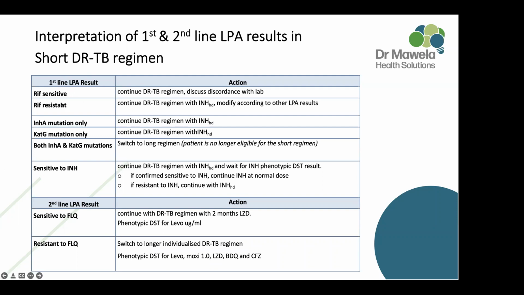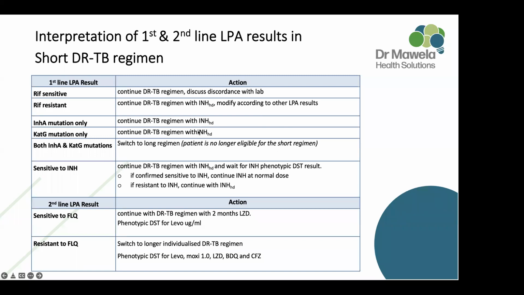If the LPA result comes back and says RIF resistant, it is confirming your gene expert result. You continue your regimen, and you might want to include high dose INH or modify as per further mutations that are picked up. If the mutations against INH, your INHA and KG mutations are documented individually, you don't need to change the regimen, right? You just continue.